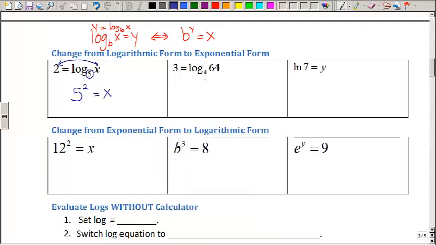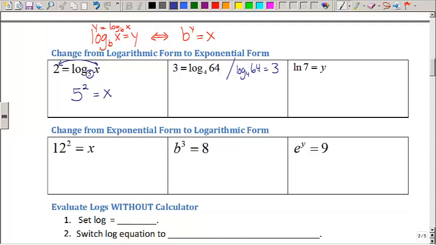Looking at the next problem, we have 3 equals log base 4 of 64, and I need you to understand that that would be the same thing as saying log base 4 of 64 equals 3. And if it helps you to rewrite it the same way every single time, I don't really care if the equation has a log in the front or in the back. It's really the same thing.